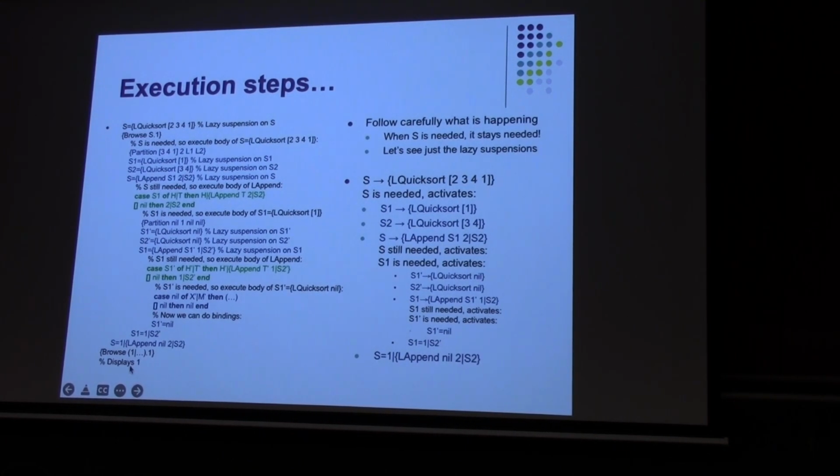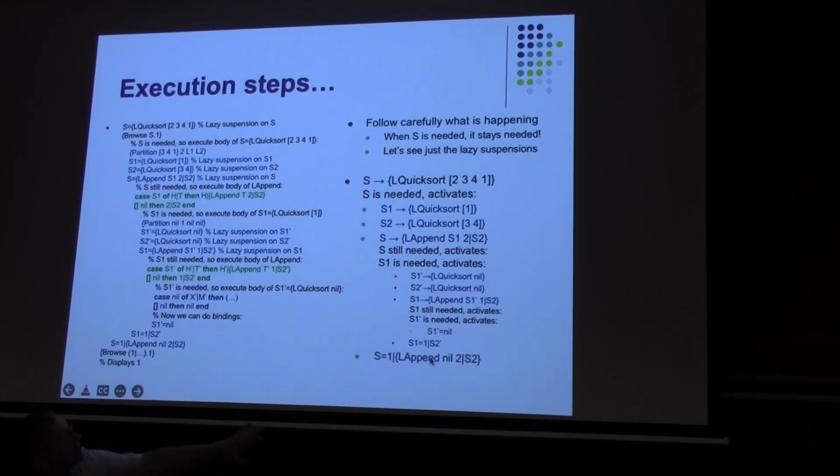Okay? So you see, this looks complicated. It's actually not that complicated, okay? You have to be able to follow that. On the left I'm actually showing the code, but on the right I'm only showing the lazy suspensions. So here, for example, S has a lazy suspension with a little arrow. S is needed, so these 3 lazy suspensions are created. S is still needed, so this third one is activated. It needs S1, so this causes these 3 to execute. It's the body of L Quicksort, and so on.